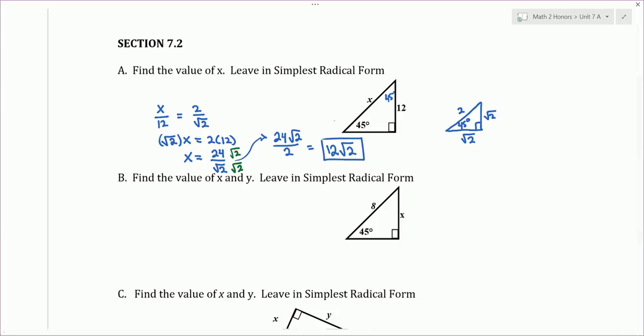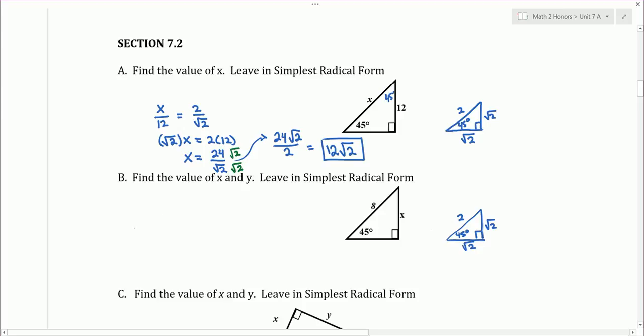For B, I've got another 45, 45, 90 triangle, so I'm going to draw another 45, 45, 90 triangle that I do know the side lengths of. And I know they're similar. The triangles are similar by angle-angle similarity. And set up a proportion here. This time I'm going to set it up a little differently.